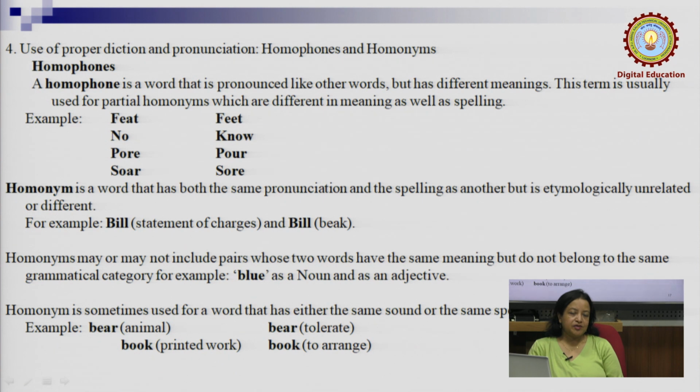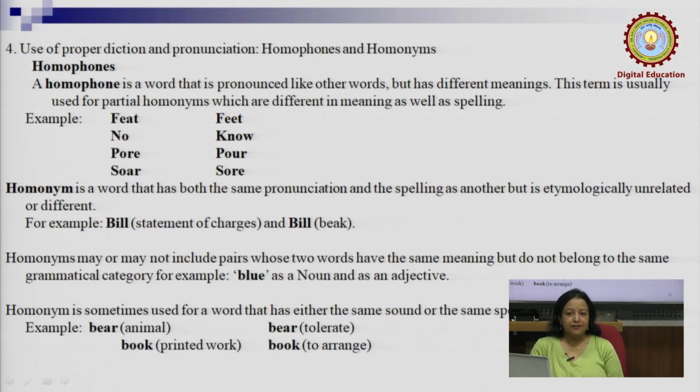The fourth one is the use of proper diction and pronunciation, homophones and homonyms. A homophone is a word that is pronounced like another word but has a different meaning. This term is usually used for partial homonyms which are different in meaning as well as spelling. Look at the examples here: feet, feat; no, know; pour, pore; sour, sore. You see, in both sets the words are pronounced similarly, but they have different meanings.